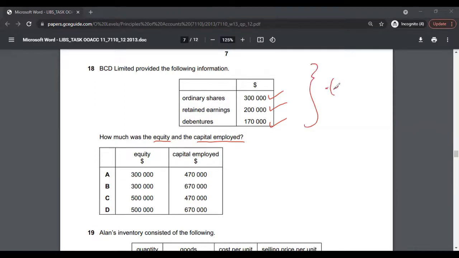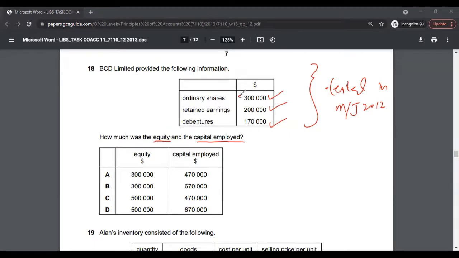This was tested in May, June 2012. So you can always look it up. I have already solved these papers from May, June 2012 and October, November 2012. So please feel free to go back to those videos, and you can try to find similar multiple choice questions in these papers. So how much was the equity?